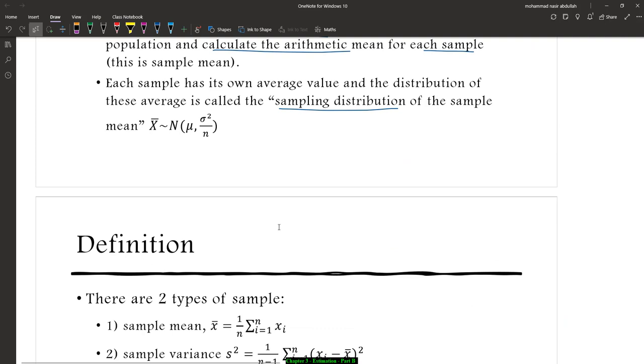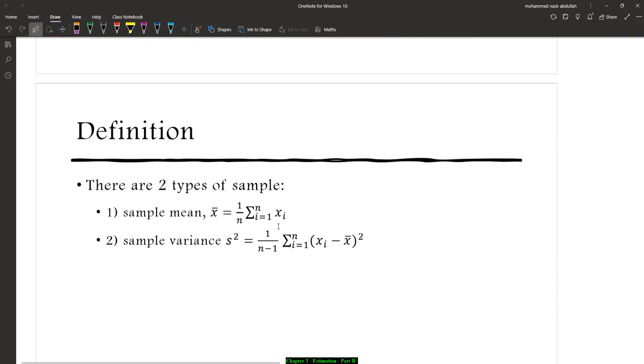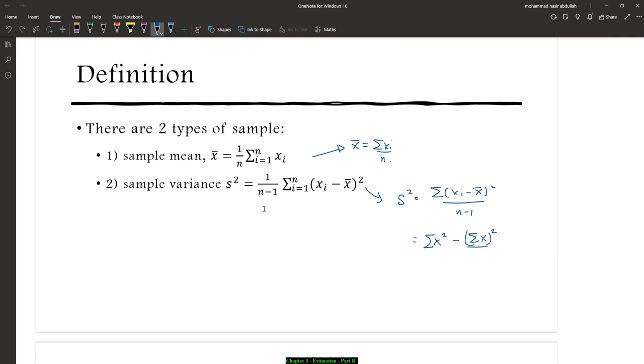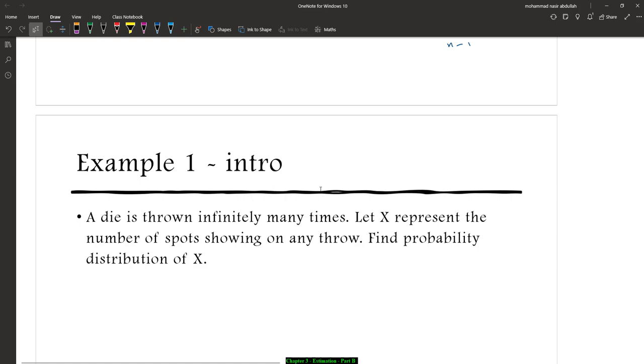So it is the same thing. Let's look at another definition. There are two types of sample statistics. First, we need to know this equation. X bar should be equal to the summation of xi divided by n. Another one is s square, the sample variance, equal to the summation of xi minus x bar square divided by n minus 1. Or this one should also be equal to the summation of x square minus the square of the summation of x, divided by n, all over n minus 1. Right? So you can prove this one to this one. Now let's look at an example for the introduction.